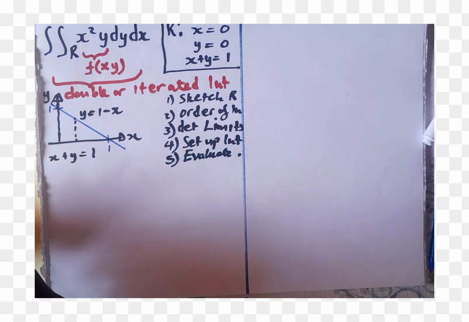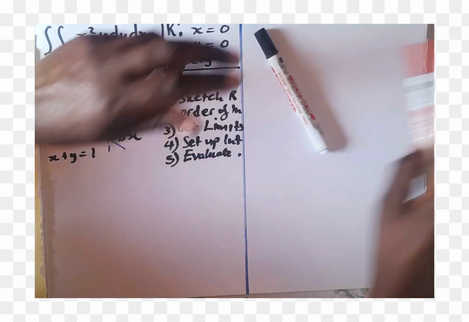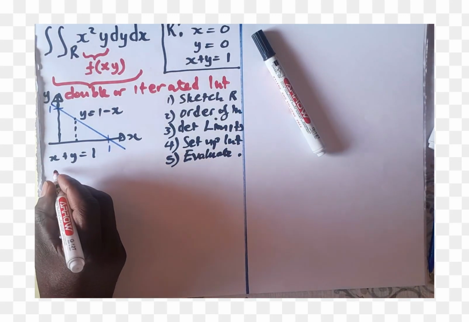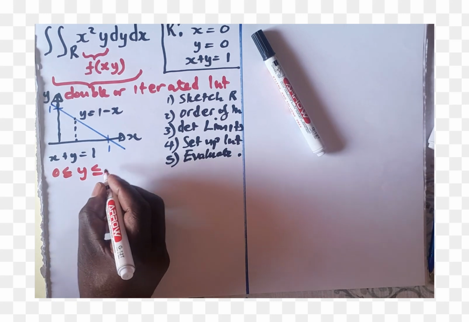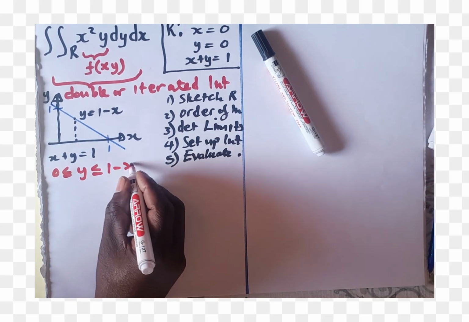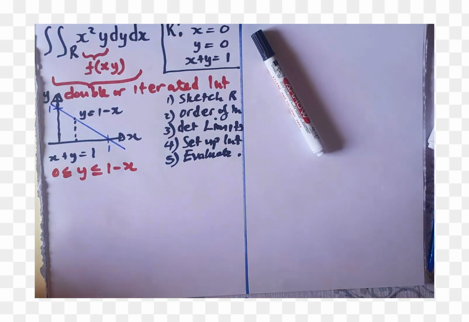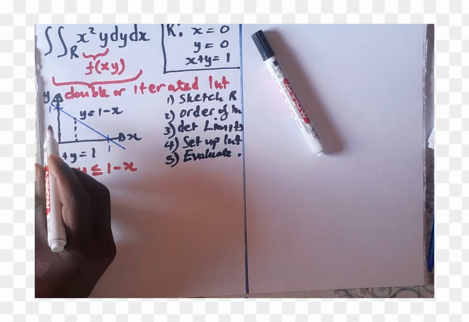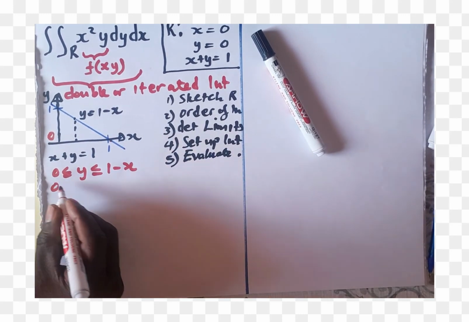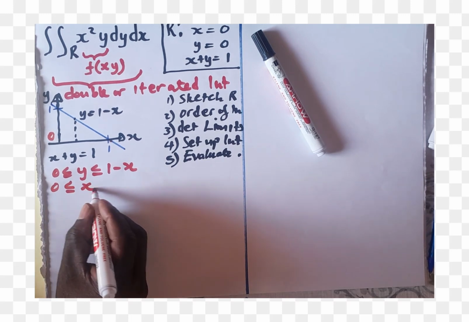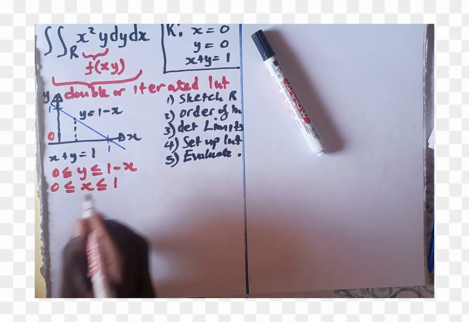So therefore, we can write the limits straight away and say 0 is less than or equal to y, which is less than or equal to 1 minus x. What about x? x starts from 0 here all the way up to 1. So 0 is less than or equal to x, which is less than or equal to 1.